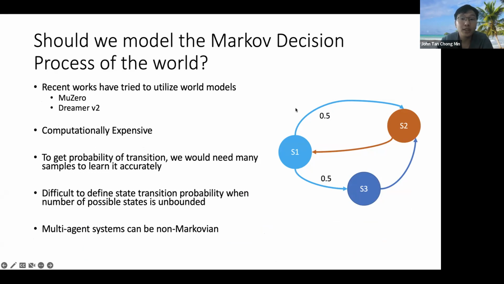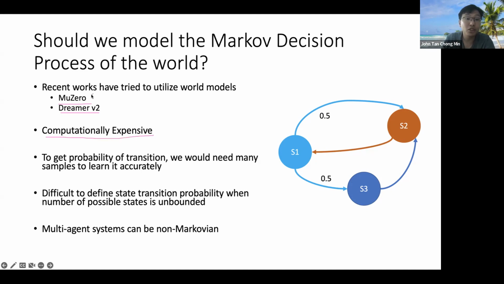Some notable works that use world models are MuZero, where you try to learn the Markov Decision Process of the world, as well as Dreamer v2, where they try to predict the next state of an Atari game. But there are some problems with this world models method. Number one, and the most important, is that they take a very long time to learn.